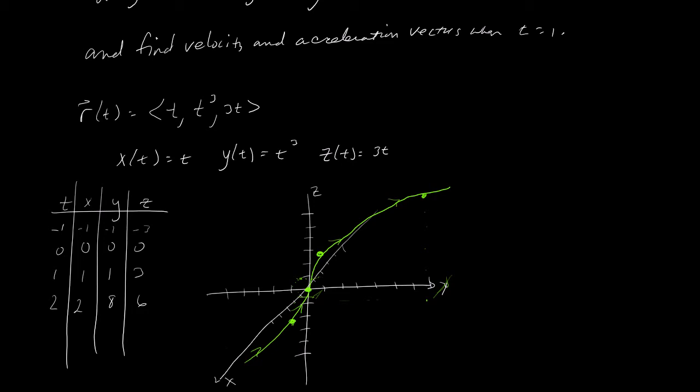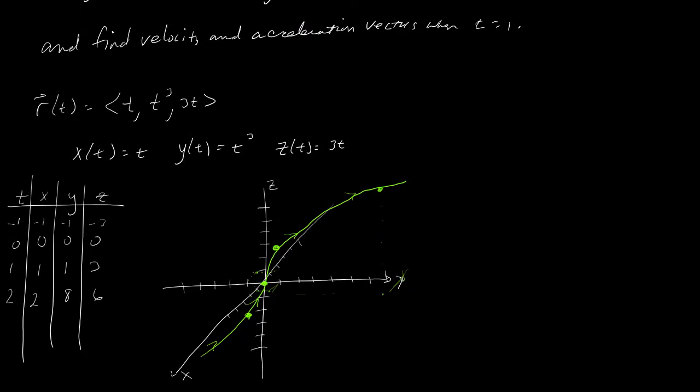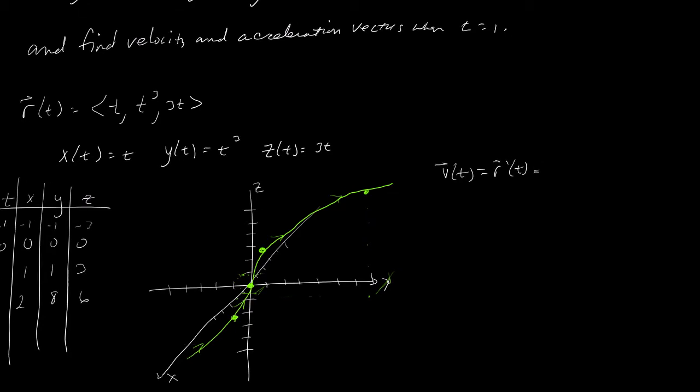Okay, and then we were asked to find the velocity and acceleration vectors when t is equal to 1. So we need to find v of t and a of t, and then we can find out what those are when t is equal to 1. So v of t is, of course, the derivative of r. So that's going to be 1, 3t squared, 3. Then the acceleration vector is the derivative of that, which is 0, 6t, 0.